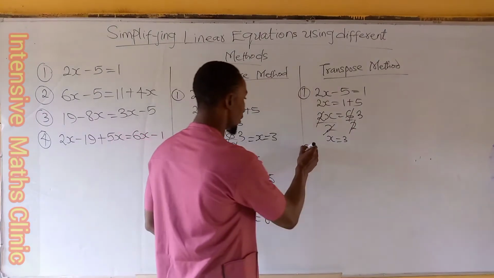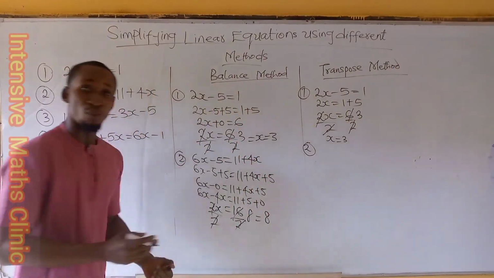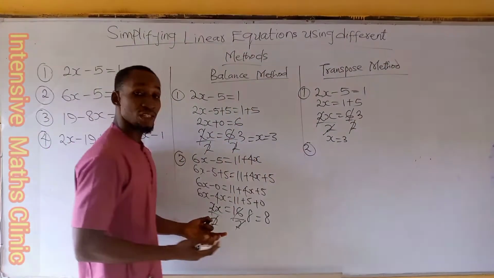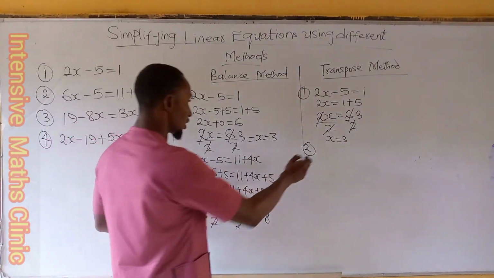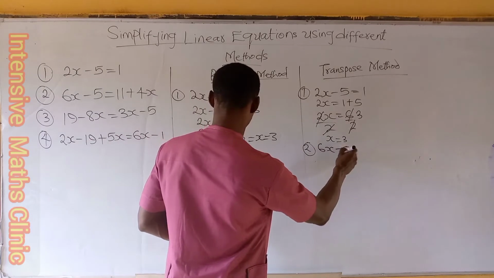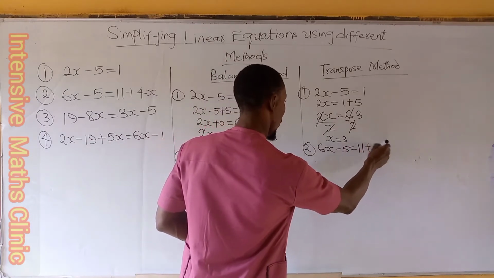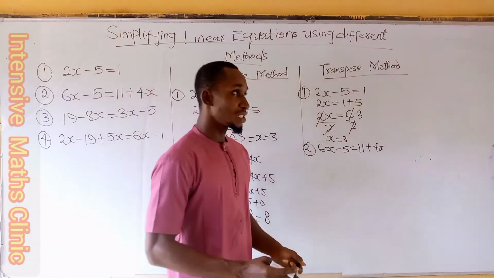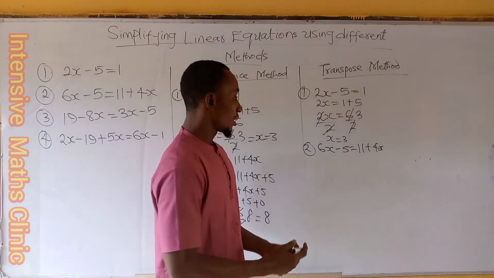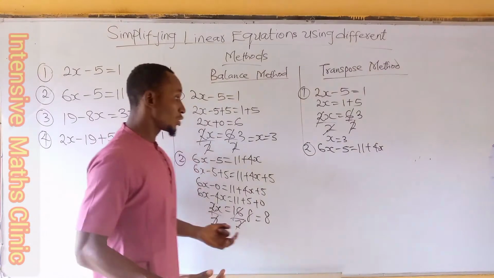Let's move to the next method. Here we use the same problem to bring out the same solution. So the question says that 6x minus 5 equals 11 plus 4x. From this question, using the transpose method, which is a straightforward method, or a more advanced method than this. So what do we do here?